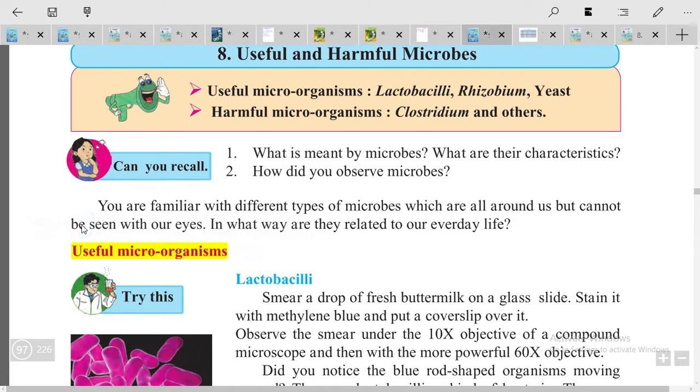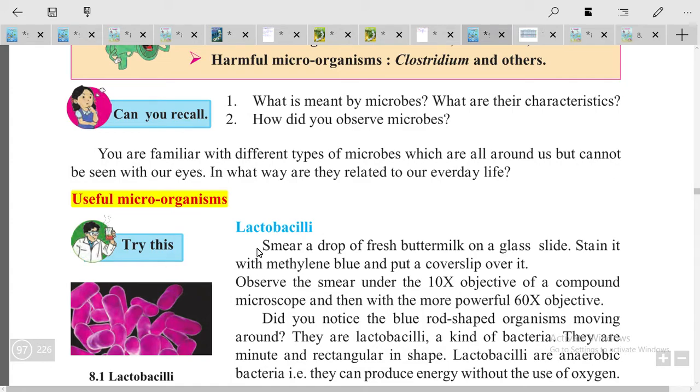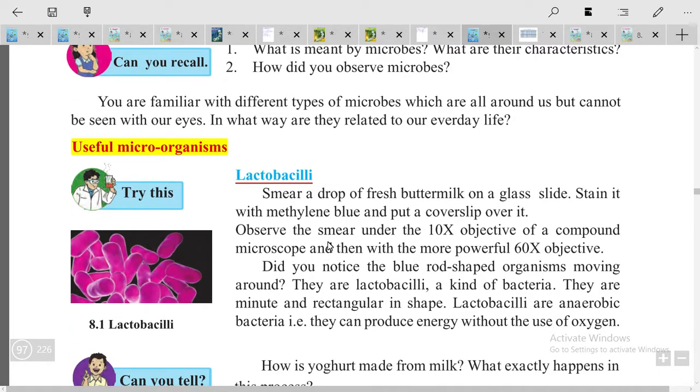Now first, the useful microorganisms means उपयुक्त सूक्ष्मजीव. In which first we try to understand the lactobacillus or bacilli, the name of the microorganisms. Okay. We try to see some characteristics of these microorganisms. Smear a drop of fresh buttermilk on a glass slide, stain it with methylene blue and put a cover slip over it. Simple.